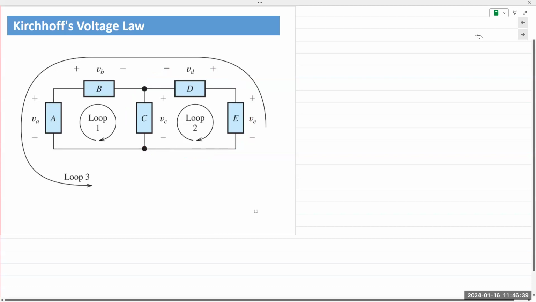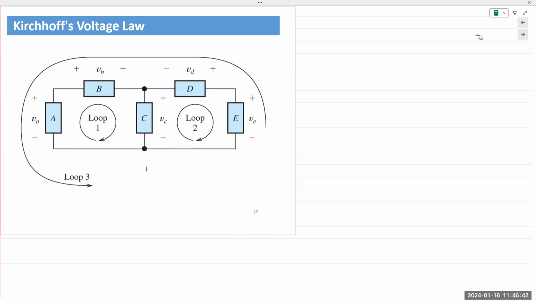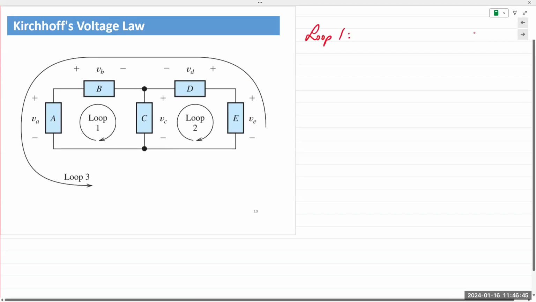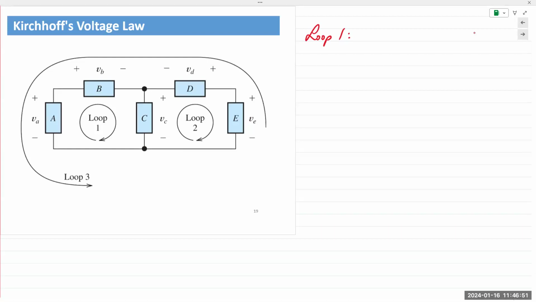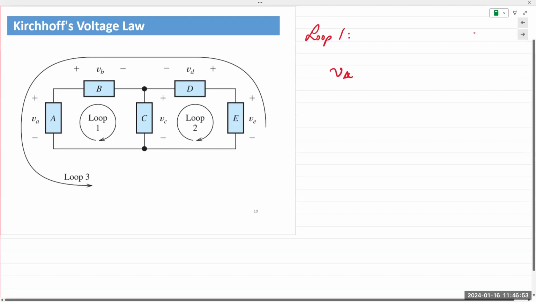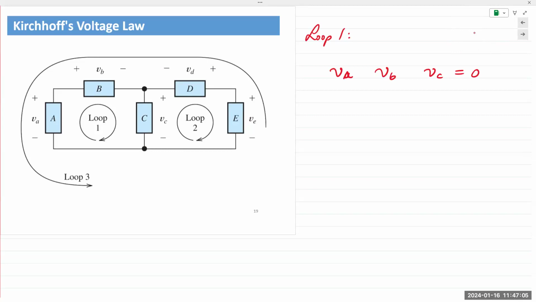The sum of all voltages in a loop is equal to 0. So for loop 1, I have 3 voltages, VA, VB, and VC. They should all sum up to 0, right? So I have VA, VB, and VC summing up to 0. I start at the bottom left corner and I go clockwise. That is just my preferred method. That's what I always do. I've been doing that for 30 years. So I always stick with what I'm comfortable with. You are free to stick with what you are comfortable with.